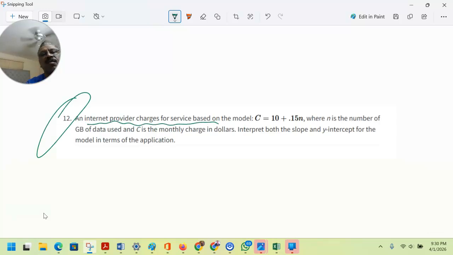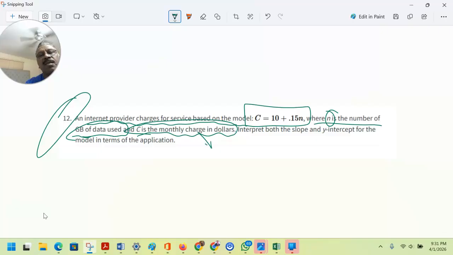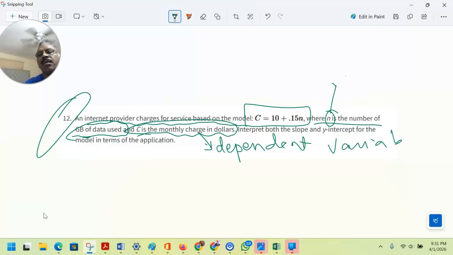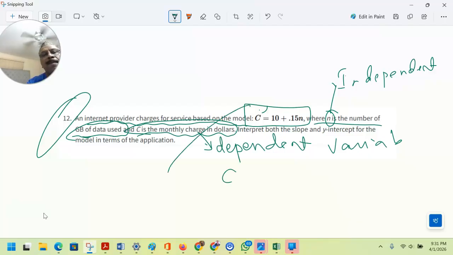An internet provider charges for service based on this model, where n stands for the number of gigabytes of data used, and C is the monthly charge in dollars. So C is the dependent variable and n is the independent. Your monthly charge depends on how many gigabytes of data you use. I would also write that the cost, the monthly charge, depends on how much data. You could write it this way also.